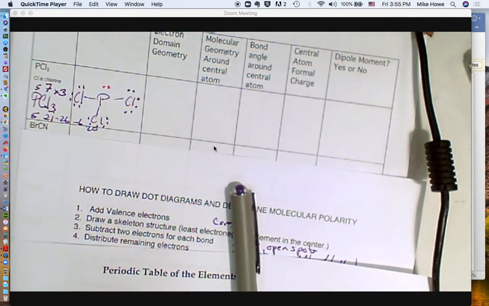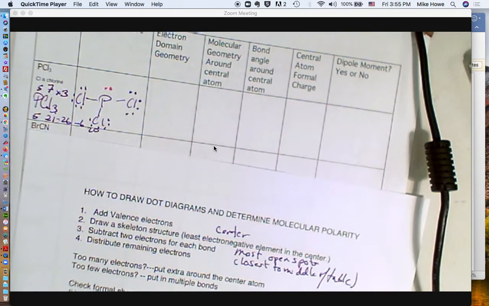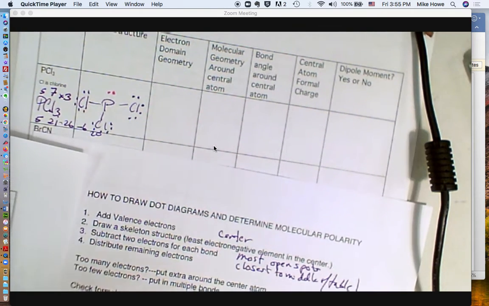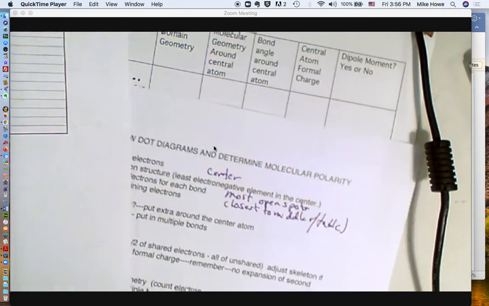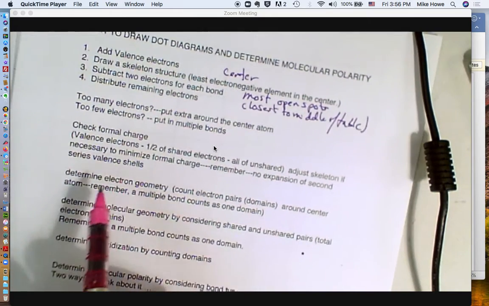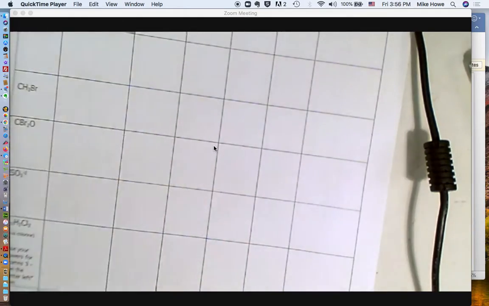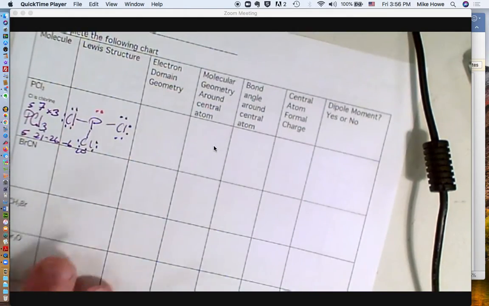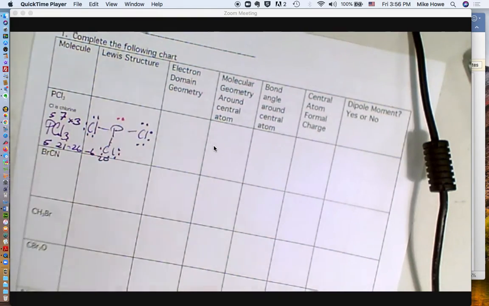So what you do first when you're trying to figure out the geometry, now we'll skip over the formal charge for a minute. So you count the domains around the center atom. So count the electron pairs around the center. So in this picture, we have 1, 2, 3, 4 domains.